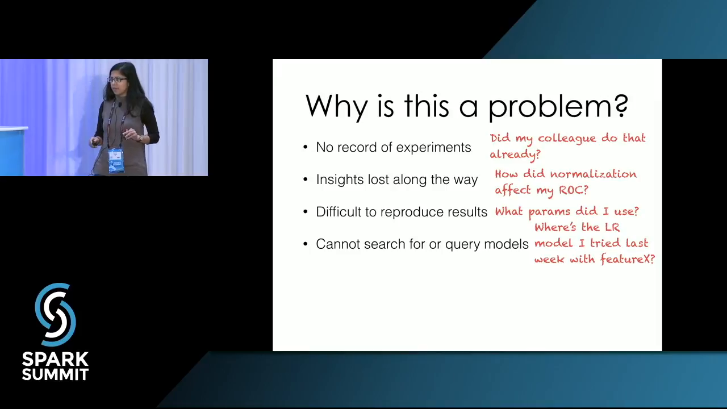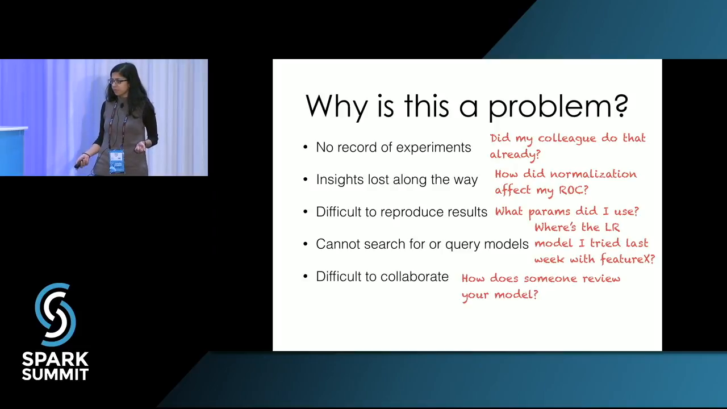And something that we're excited about is you cannot query or search for models. And you want to do things like, where's the logistic regression I built last week with this particular feature? So those kinds of queries are currently very hard or impossible to run. And finally, the thing I want to mention is collaboration. So these days, there are multi-person teams which are building these models. And the question becomes, how does someone review your model? Is it only the code that you wrote? But you also want to compare it to what were the other things you tried. Is this really the best that we can do? So that's why not having a system in place to track models is a bad thing.